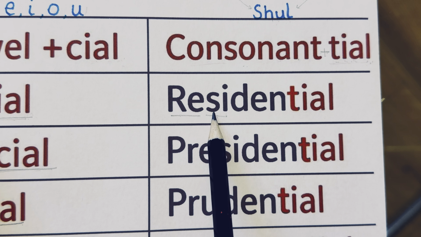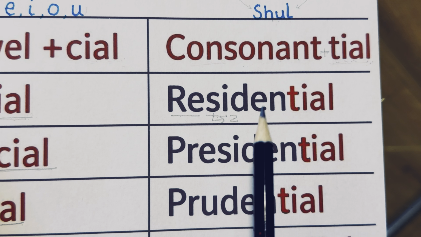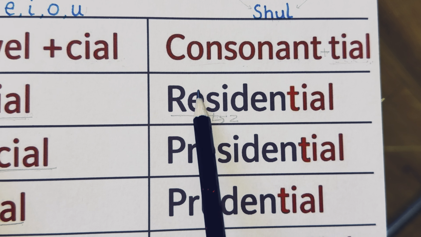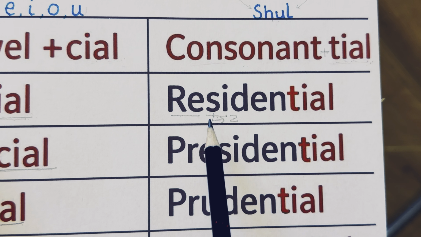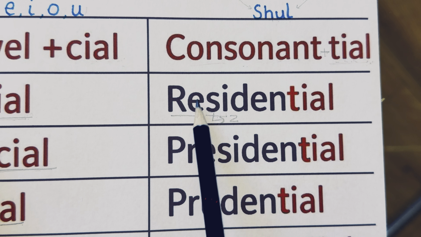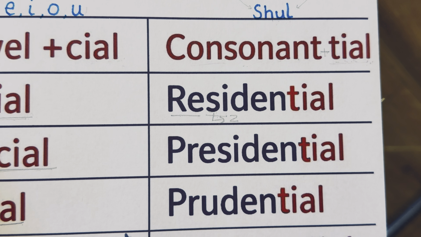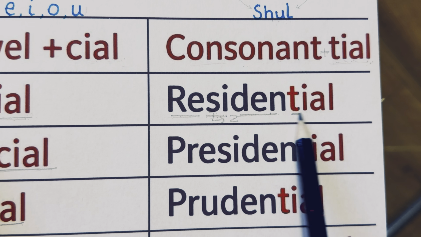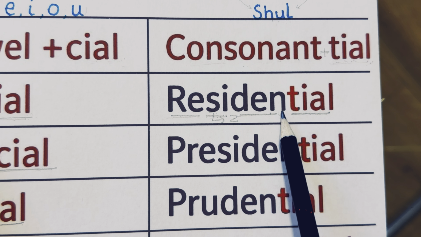But in this word, I am reading S as Z sound. You know why? Because this letter S is between two vowels. We have E and I. These are vowels. And S is in between two vowels. So we will read S as Z sound. Resi, den, residential, residential. So here you can see this is consonant.